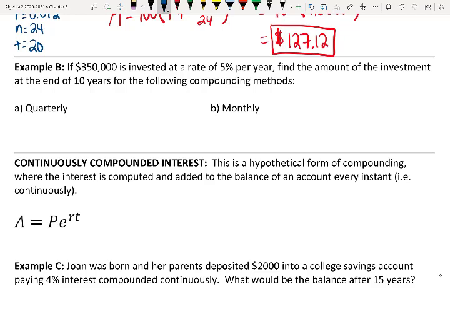So it's going to be the same investment, the same percentage. We're still gaining 5% over the course of the year. We're still leaving it in there for the same amount of time, but we're going to see how this impacts it. Now, these two are described to us a little bit differently. I think the monthly one is a little easier for us to see. That's just going to be 12 times a year. If our interest is compounded monthly, that's just once every month. So that's 12 times during the year.